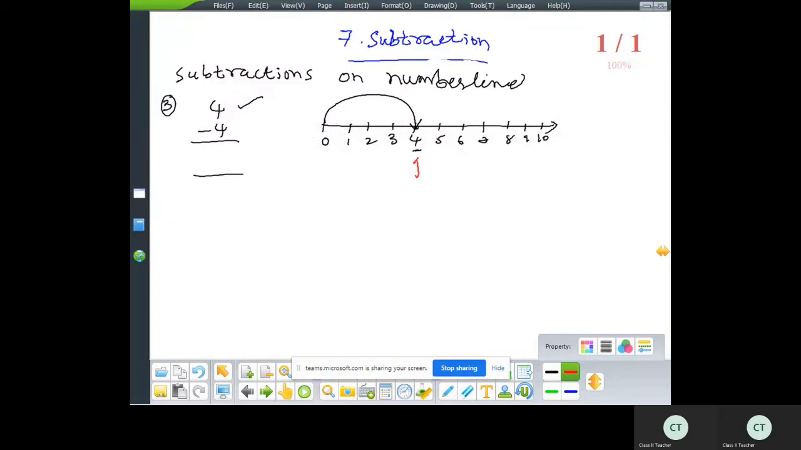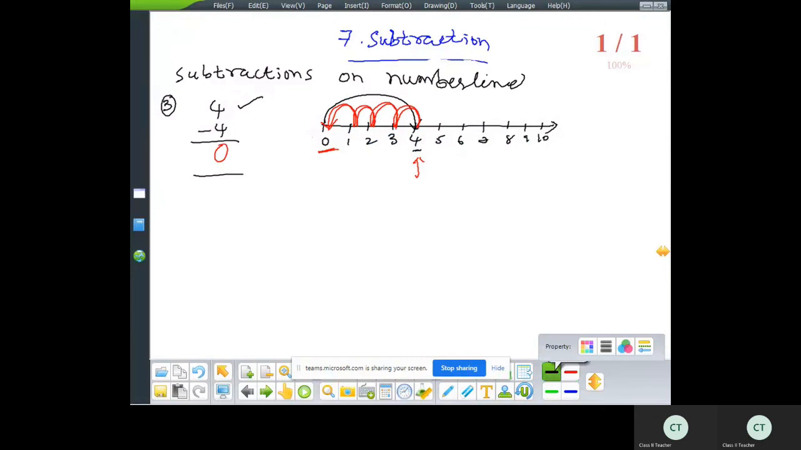From here 1, 2, 3, 4. Our arrow mark at 0. 4 minus 4, 0.